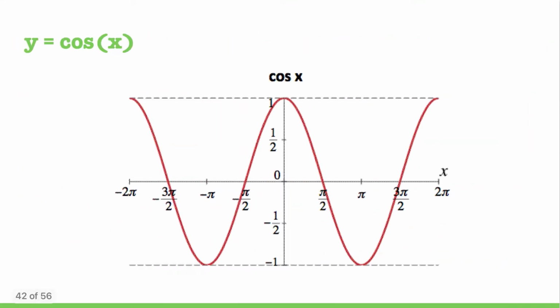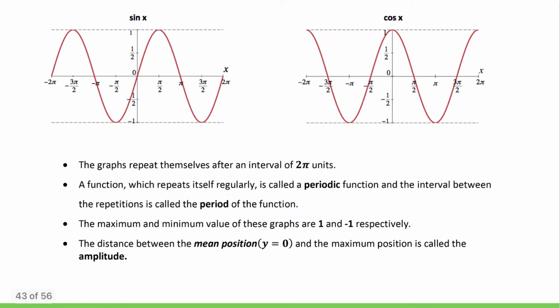Similarly, the graph of cos: cos of 0 is 1, and cos of pi is -1, cos of pi on 2 is 0, and again that's where we get our graph of cos, and that's where we extrapolate our graph from. So in general, just a couple of properties about these. The graphs repeat themselves after an interval of 2 pi units. It makes sense because the unit circle takes 2 pi until we get back to our angles. Because it repeats itself, we call it a periodic function.